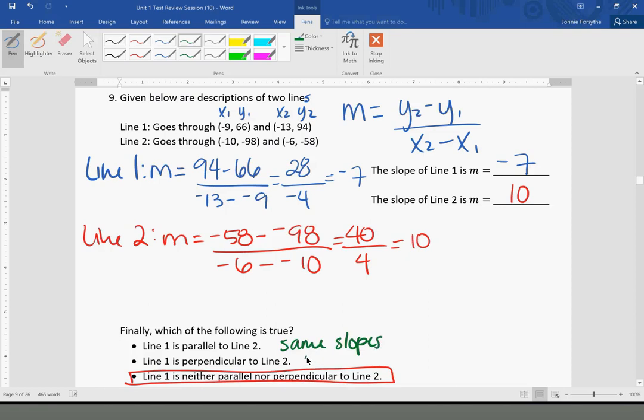Perpendicular lines must have opposite reciprocal slopes, which means you flip and change the sign. If you don't have equal slopes or opposite reciprocal slopes, then they are neither parallel nor perpendicular.